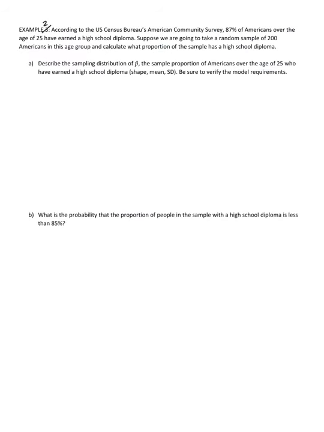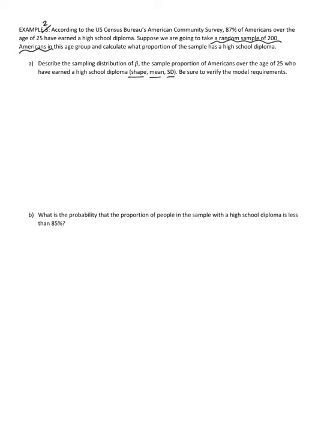Example 2. According to the U.S. Census Bureau's American Community Survey, 87% of Americans over the age of 25 have earned a high school diploma. Suppose we are going to take a random sample of 200 Americans in this age group and calculate what proportion of the sample has a high school diploma. Describe the sampling distribution of p hat, the sample proportion of Americans over the age of 25 who have earned a high school diploma. Shape, mean, and standard deviation. Be sure to verify the model requirements.